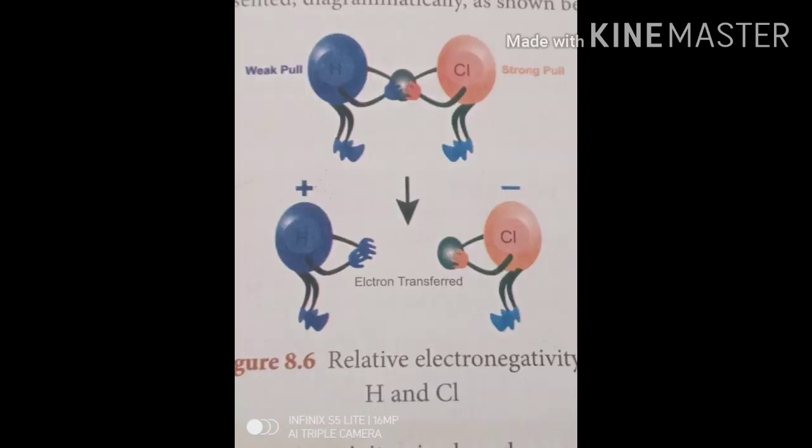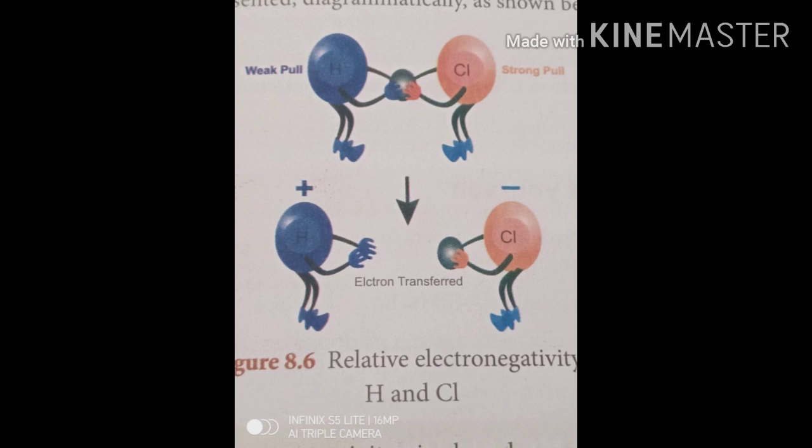Next, ionization energy. What is meant by ionization energy? The ionization energy is the minimum energy required to remove an electron from a gaseous atom in its ground state to form a cation. It is otherwise called ionization enthalpy. It is measured in kilojoules per mole. If the ionization energy is high, it is more difficult to remove the electron.